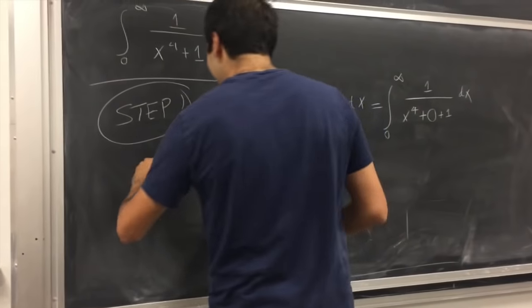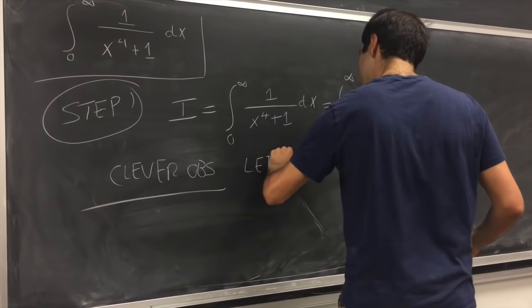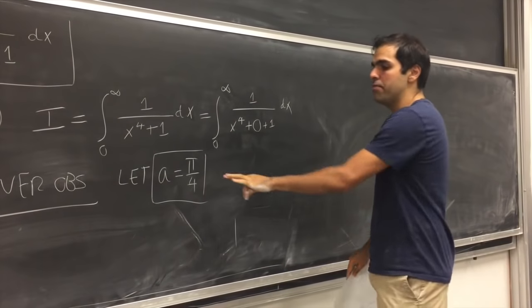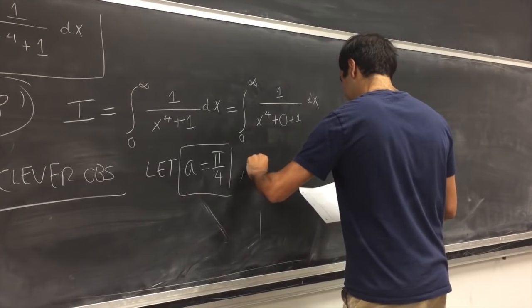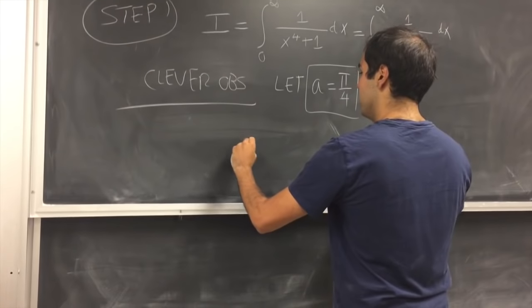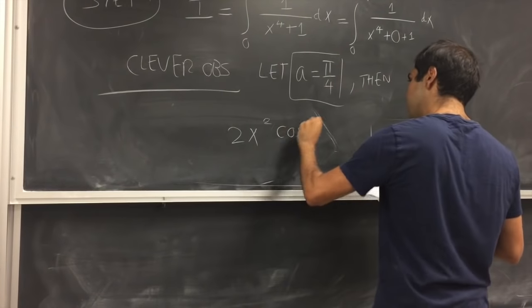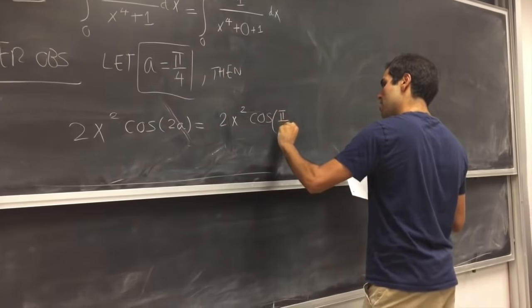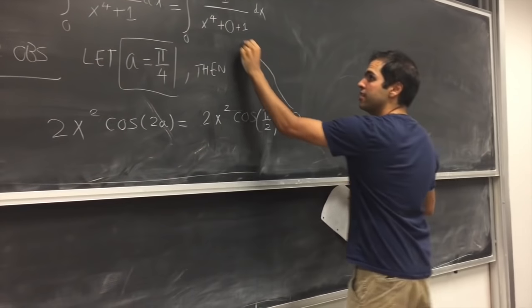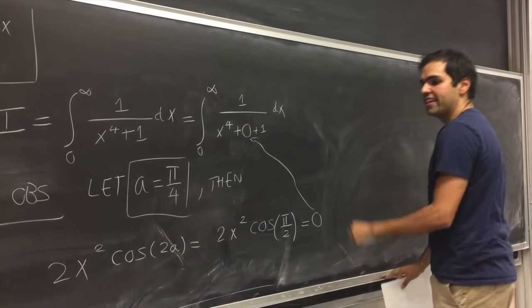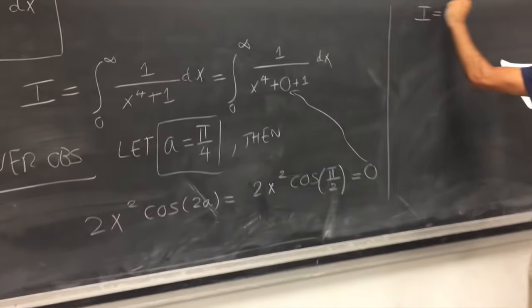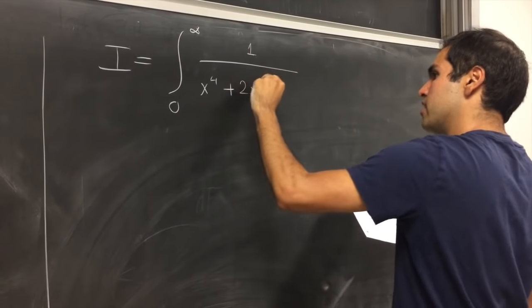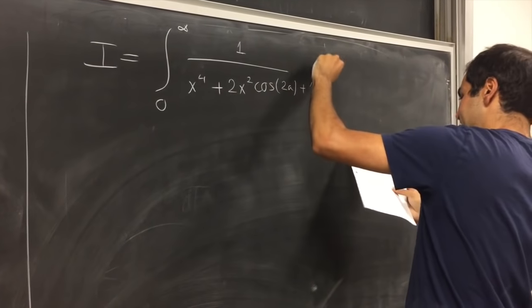Because here's the clever observation. Let a be pi over 4. Do not forget that, because you'll be swimming in a's later on. Just remember it's a constant, pi over 4. Then notice the following: 2x squared cosine of 2a is the same as 2x squared cosine of pi over 2, and that's equal to 0. Which means in this 0 here, we can plug in 2x squared cosine of 2a. So I becomes the integral from 0 to infinity of 1 over x to the 4th plus 2x squared cosine of 2a plus 1 dx.